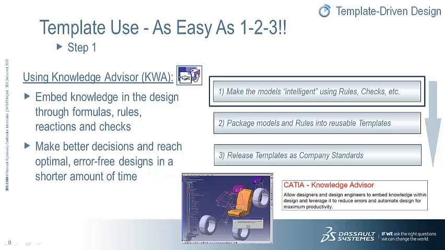Let's talk for a minute about how to use CATIA Knowledgeware templates, which is as easy as 1, 2, 3. First, we use Knowledge Advisor, or KWA, to embed knowledge in the design through formulas, rules, reactions, and checks. This is very simple to do and will allow your organization to make better decisions and reach optimal error-free designs in a shorter amount of time. That's step 1.